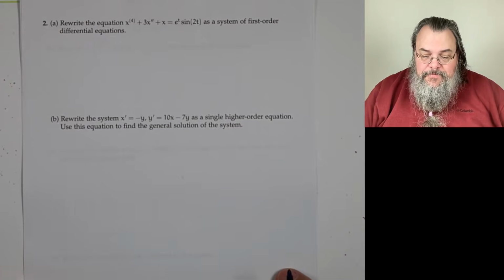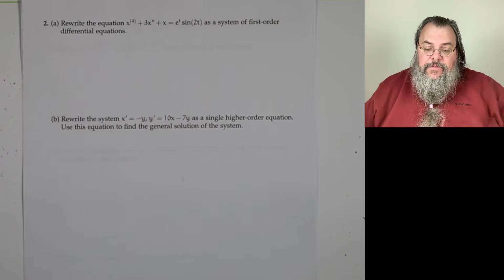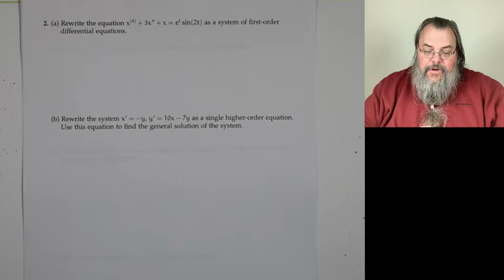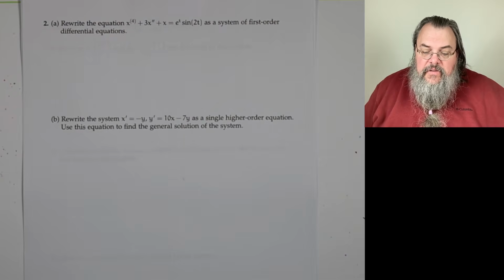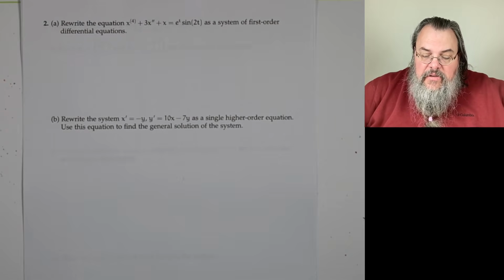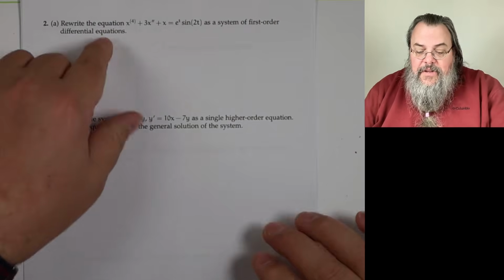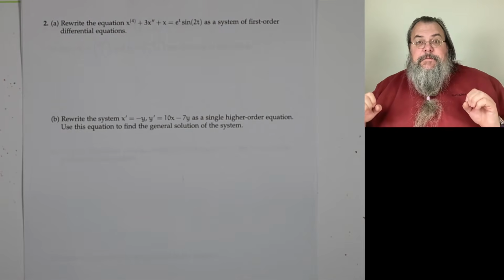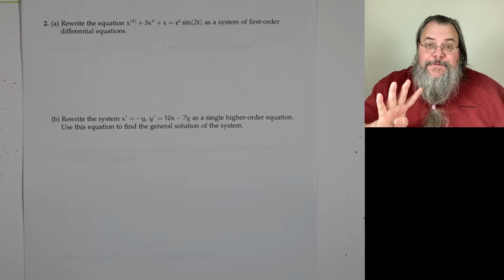Rewrite the equation x^(4), now notice the 4 here is in parentheses, so we're not raising it to the power 4. That means 4 derivatives, plus 3x double prime plus x is equal to e to the t sine of 2t, as a system of first-order differential equations. They didn't give us a lot of space, so there's probably not a lot of work to do. Now, here's the key. Do you see how we have a fourth derivative involved?